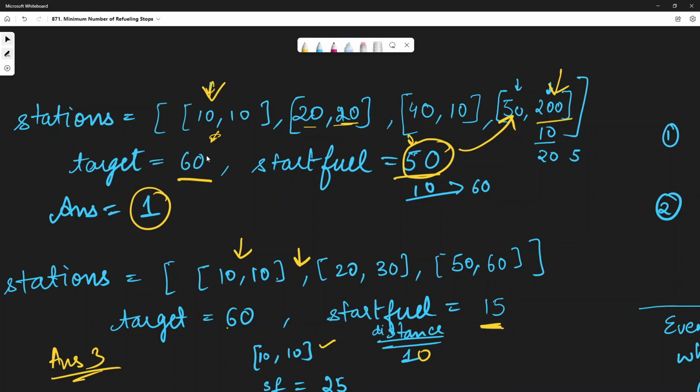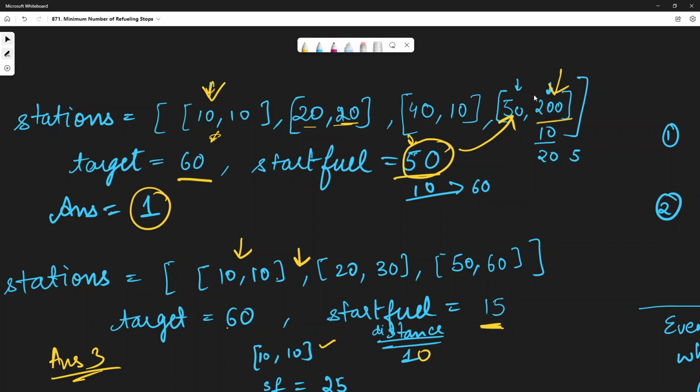So here if we see, the target is basically 60 and the start fuel is basically 50, right? So when the start fuel is 50 and the target is 60, this 50 simply represents that we can skip this 10, 20, 40 and we could directly reach this 50 and get whatever fuel is there. But we need to keep a check that it should be able to reach this 60 also. Means minimum 10 should be there. That we need to keep a check. And if it is having more than 10, then yeah, we are easily able to reach our target destination, and thus its answer is 1.